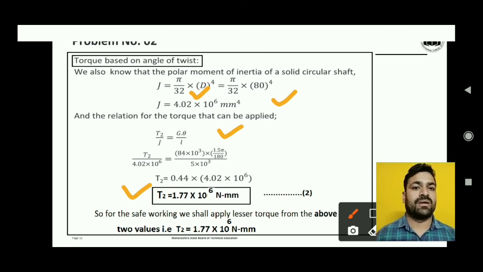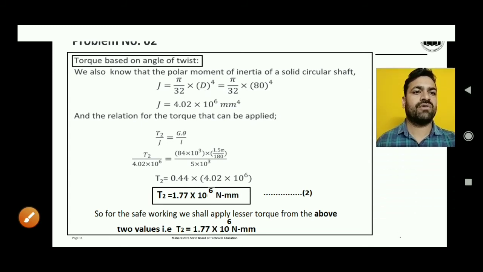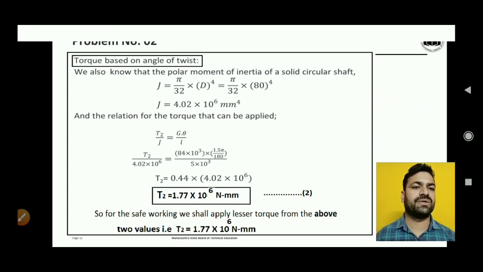So now we have two values of torque, one with the help of shear stress and second with the help of angle of twist. For safe working, we shall apply the lesser torque from the above two values. That is, T2 is the smaller value, equal to 1.77 into 10 raised to 6 Newton mm. So this is the final answer, meaning the safe torque that the shaft can transmit will be equal to this one.